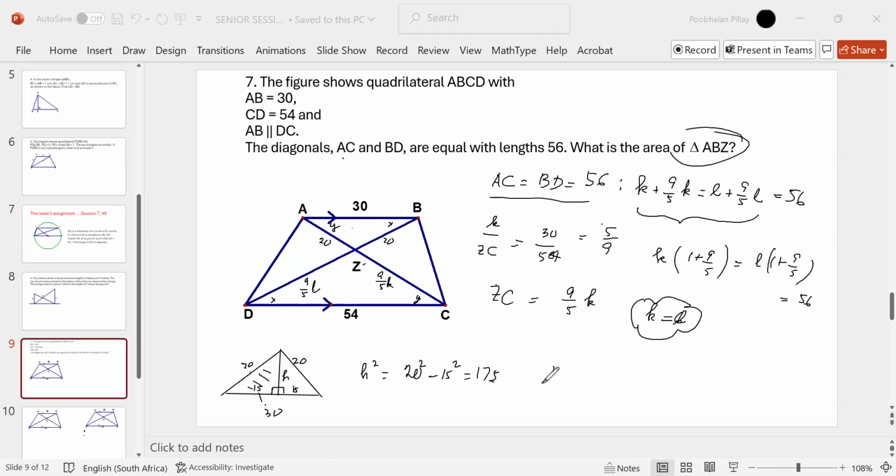You can calculate h, you can calculate what it is, and the area is h times 15. Half base. Half the base is 15 times h. Right, so you got the area. I'm not going to go into the details of that. The rest of it is just routine. So that is the way you do this.